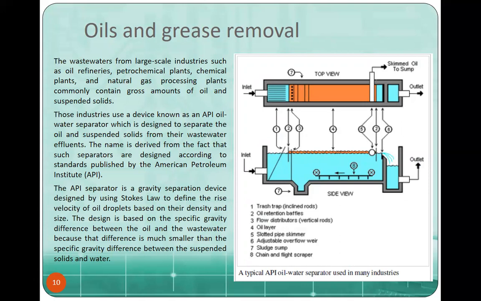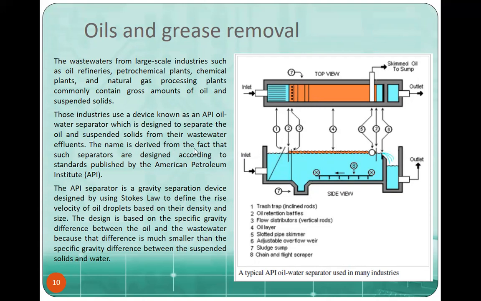Those industries use a device known as the API oil water separator, which is designed to separate the oil and suspended solids from their wastewater effluent. In the refineries, they have this too. Oil water comes in here, then that. It goes out there. So the oil is up on top. So this goes there. We'll discuss it.